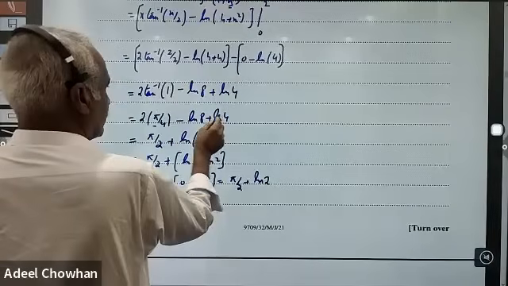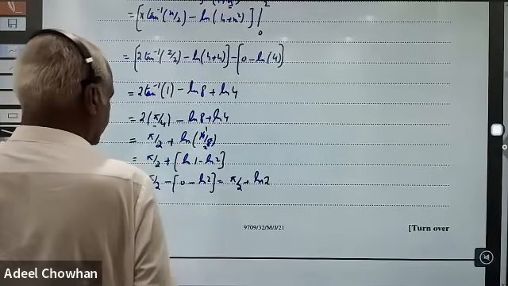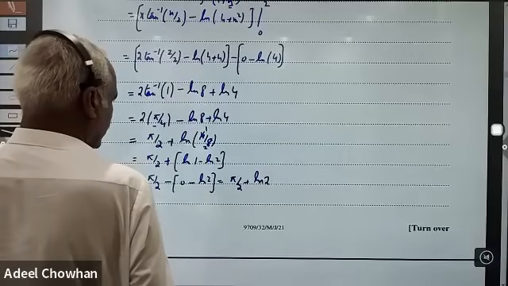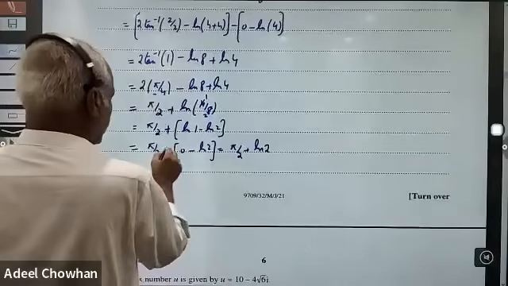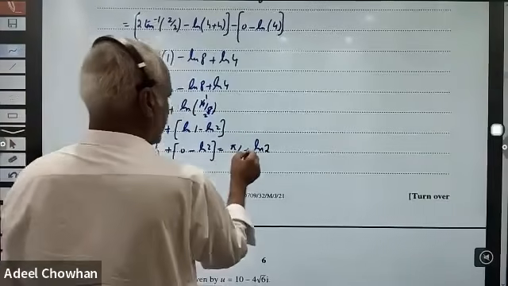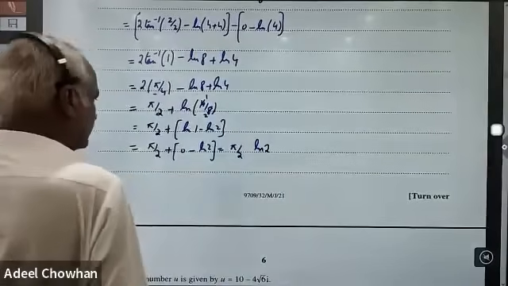Because it is plus log of 4 minus log of 8, we are going to divide it like this. So it should be equal to 1 by 2 log of 1 minus log of 2. So it should be equal to pi by 2 minus log of 2.